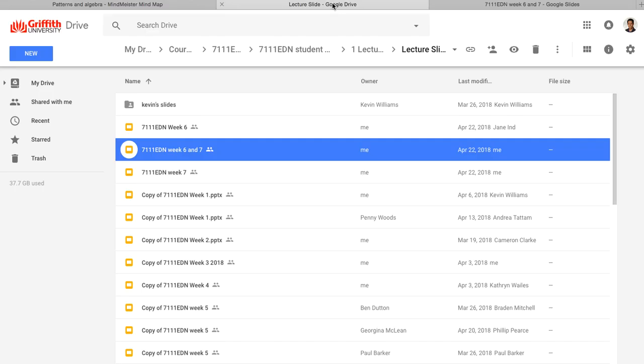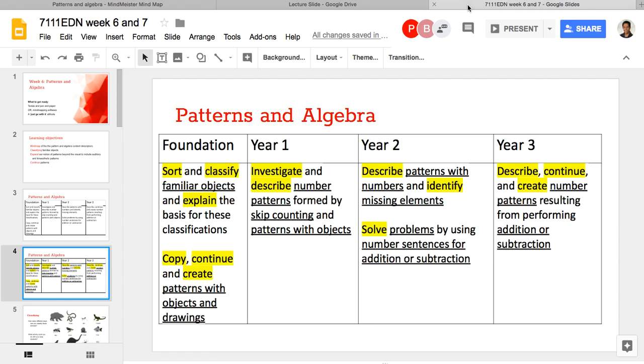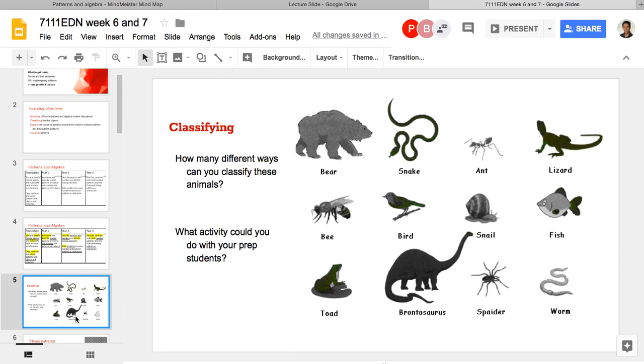Okay, so let's return to the lecture slide. That's not it. Over here. So let's look at what we're requiring students to do. So here's an activity that I'd like you to do: pause this video, and I want you to challenge yourself. How many different ways can you classify these animals? So we've got a bear, a snake, an ant, lizard, fish, snail, bird, bee, toad, brontosaurus, spider, worm.